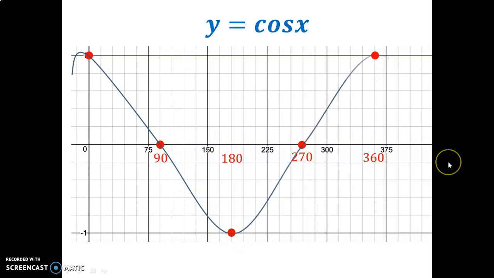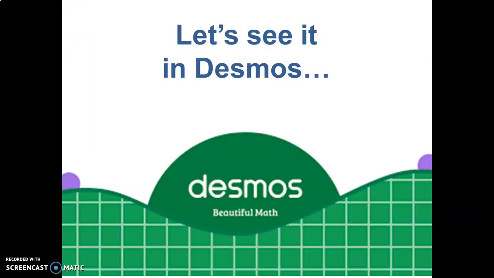We notice it's going to go down and up again. So just like a sine curve, it's periodic. It goes up and down. It's a repeating wave. It's cyclic, but it begins at 1. Whereas sine began at 0, cosine begins at 1, because when we have an angle of 0, we have that x length of 1. All right, so there's the cosine graph. So let's see that on Desmos like we did before.